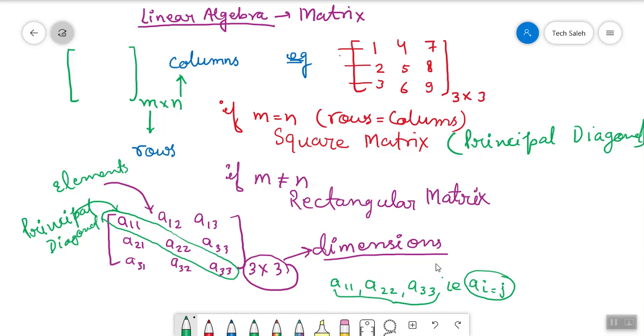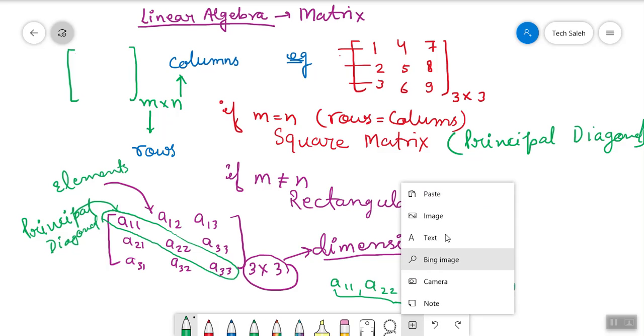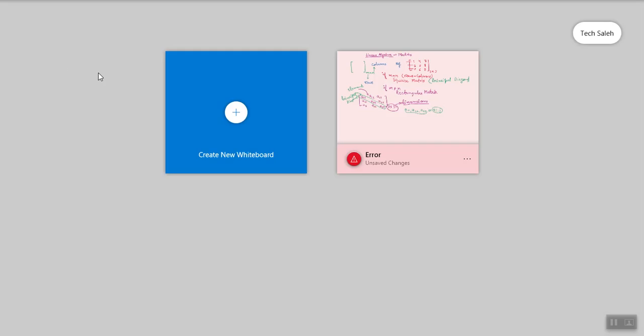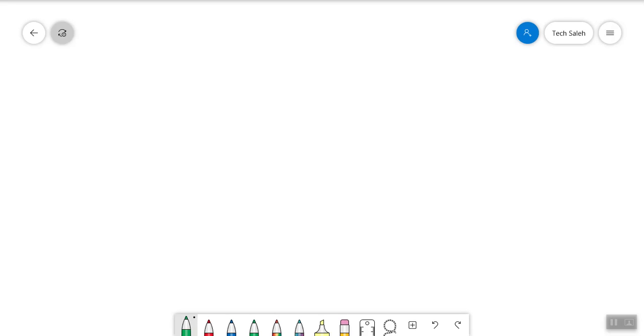So as we have looked at the definition of matrix now, we will move towards the types of matrix, right? So first type, which is a very important type, is the unit matrix, right? And what is unit matrix?